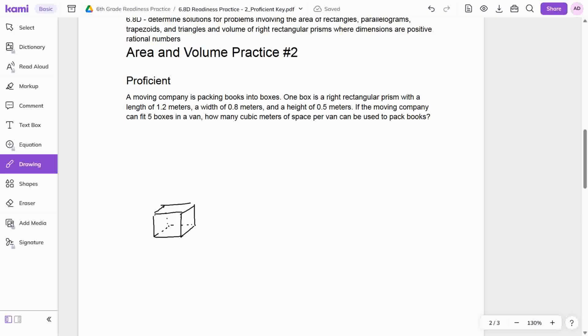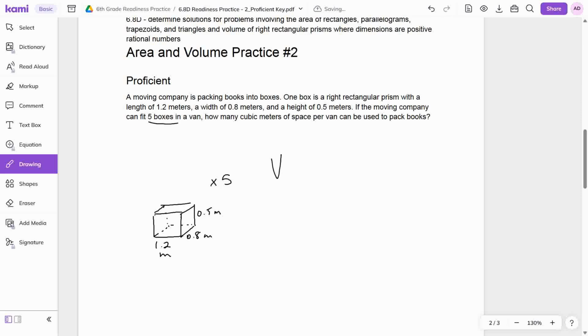And we've got a length of 1.2 meters, a width of 0.8 meters, and then a height of 0.5 meters. And then I've got 5 of these boxes. So I'm going to need to take all of this, and I'm going to need to multiply it by 5. So really, this is what I'm looking at.